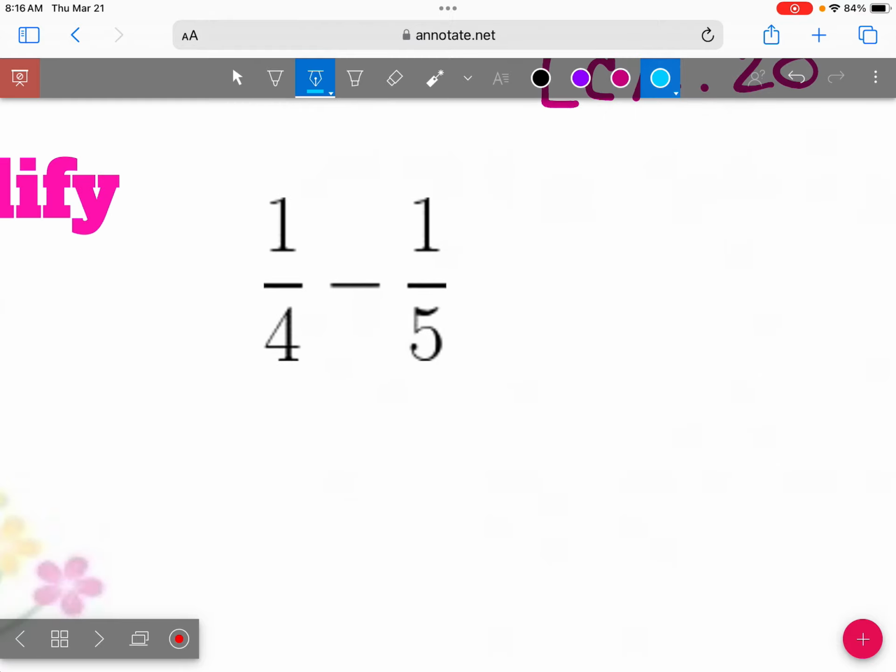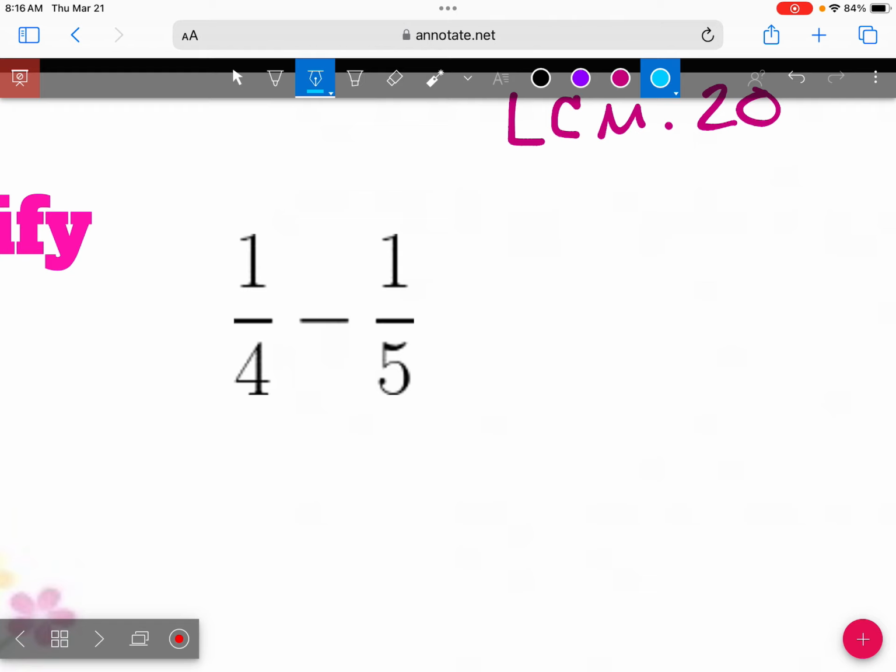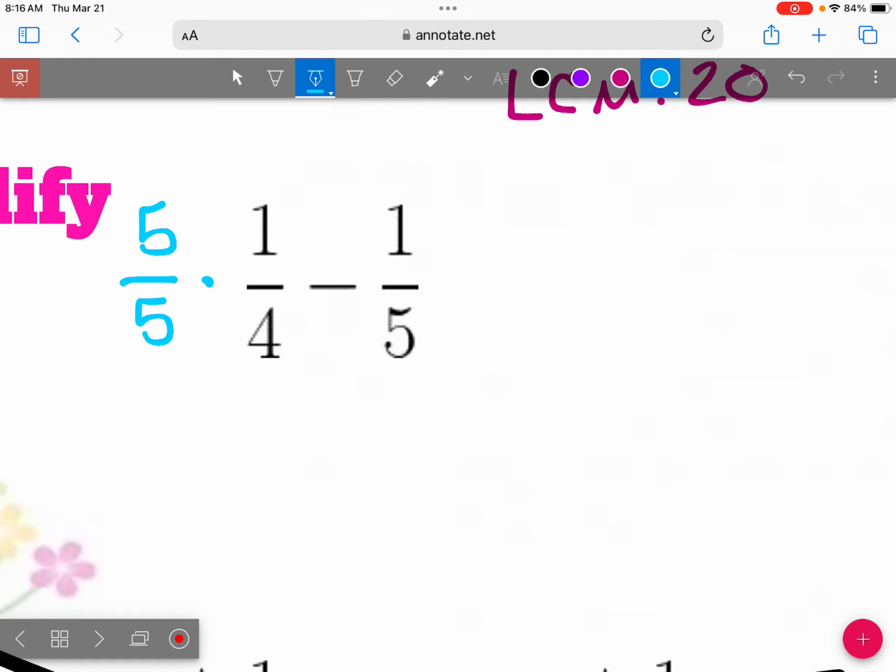So we're going to multiply each of these to get to that common denominator of 20. So I need to multiply my 4 by 5, but I can't just multiply by 5 on the bottom. I have to multiply by 1. So my 1/4 is going to turn into 5/20. We're unsimplifying the fraction. And then from that, we're going to subtract.